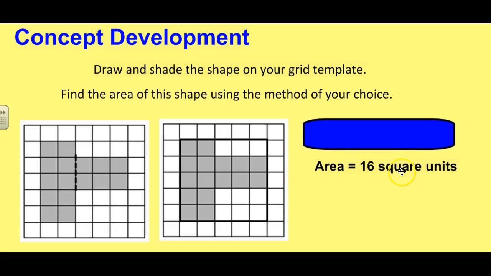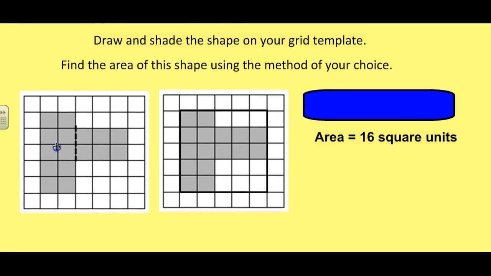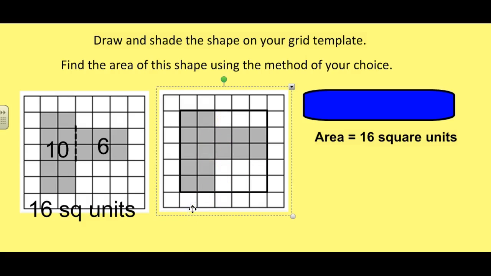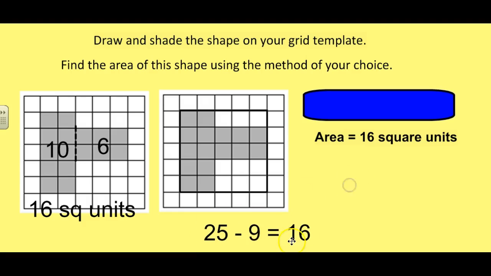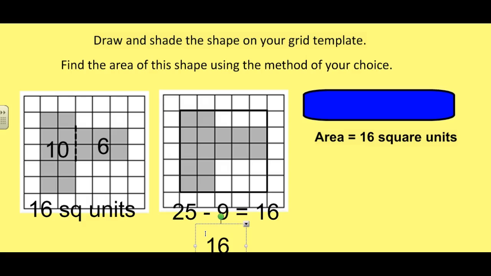Okay, so the area was 16 square units. Over here, I was expecting you to put 10 because this rectangle was 10, and right here, I was expecting you to put 6 because this rectangle is 6. I was expecting you to put 16 square units underneath the figure that you drew. Right here, I was expecting you to put 25 minus 9 is equal to 16. And then the area of the shaded figure was 16 square units. So if you need to fix anything on your paper before we move on, make sure you're doing that.